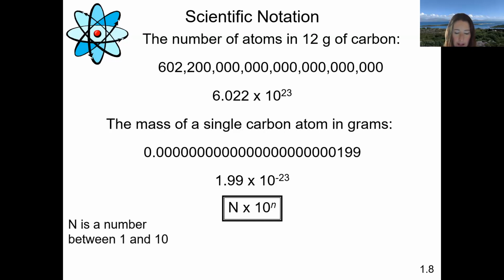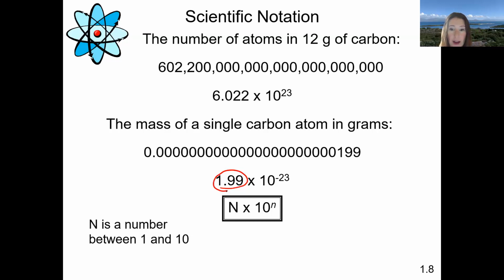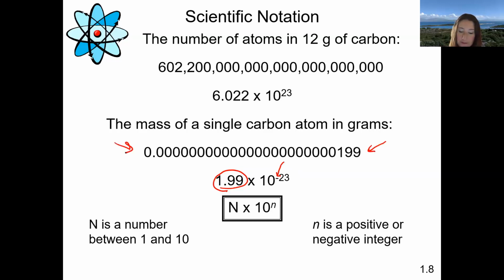Remember, this number in the front needs to be between 1 and 10, meaning 1, 2, 3, 4, 5, 6, 7, 8, or 9. The exponent is just the number of times we moved the decimal. If the exponent is negative, it just means this number was less than 1, right? So this number is less than 1, has a negative exponent. If the exponent is positive, it just means the number is greater than 1. So the exponent is just the number of times you moved your decimal, positive if it's bigger than 1, negative if it's less than 1.